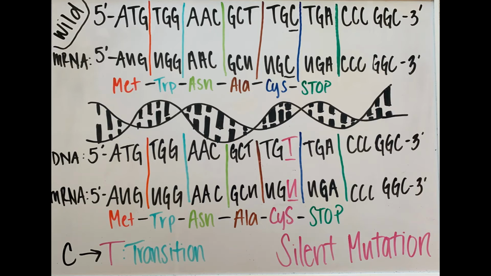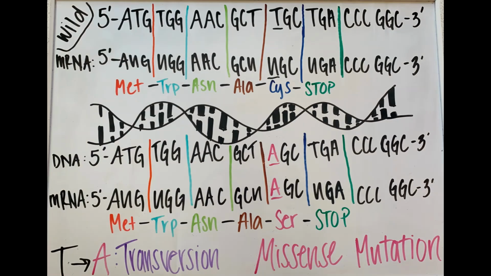Next we have silent mutation, and this does not change the corresponding amino acid or function of the proteins. So you're going to change the base pair of the wild type, which I changed from a C to a T, translated that into mRNA, so I got UGU, which also codes for cytosine. Since I changed it from a C to a T, I'm changing a pyrimidine to a pyrimidine, which is transition.